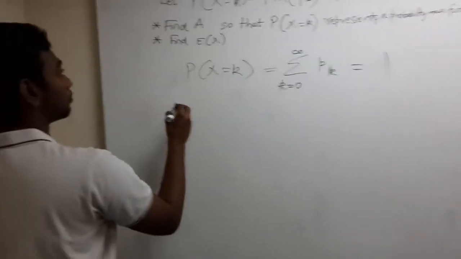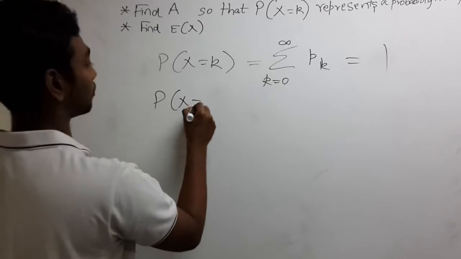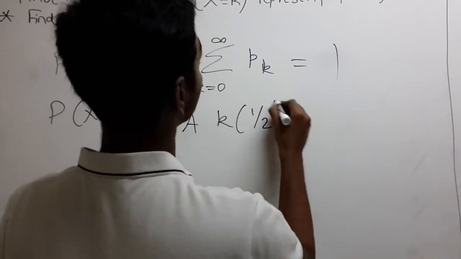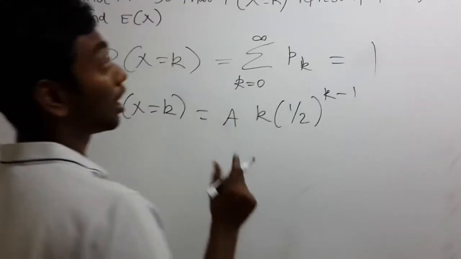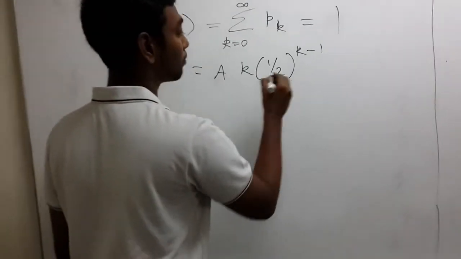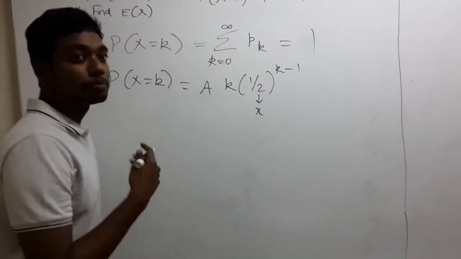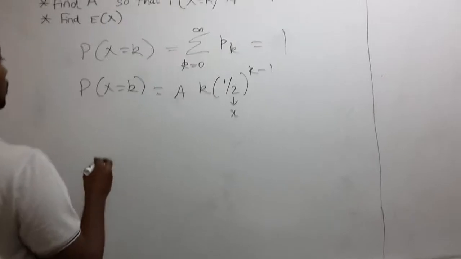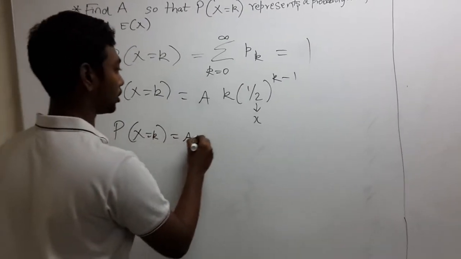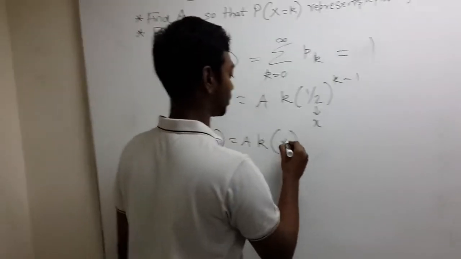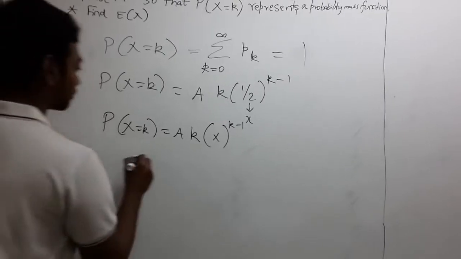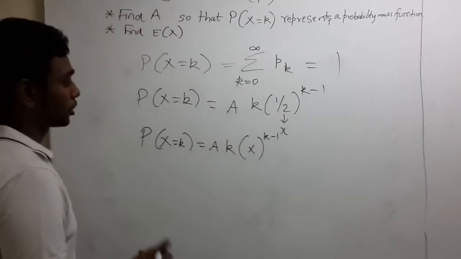Now P of X equal to k is given by a times k times (1/2) to the power k minus 1, where k varies from 1 to infinity. So now I'm going to replace 1/2 with x, so it becomes easier for solving the problem. We have P of X equal to k equal to a times k times x to the power k minus 1. And now we need to perform the summation operation.